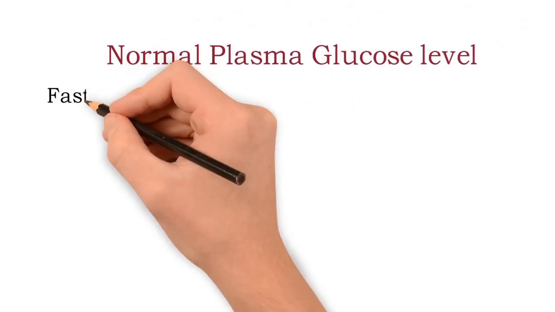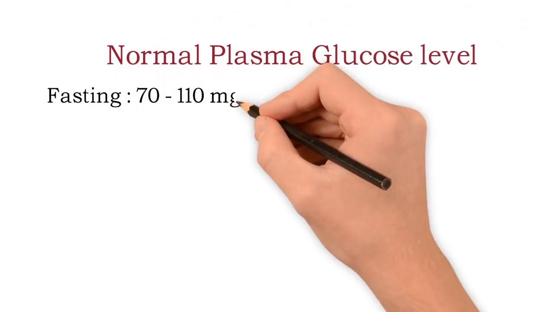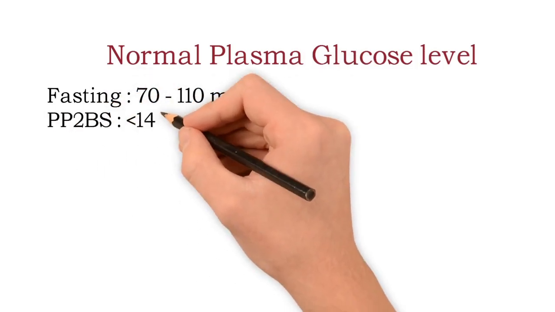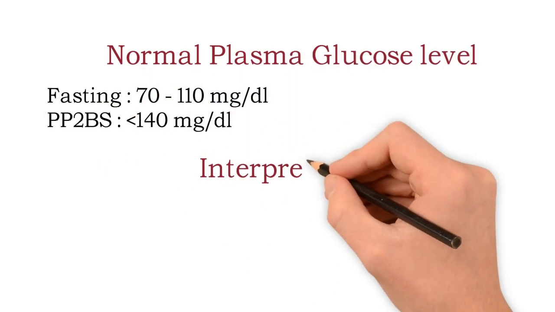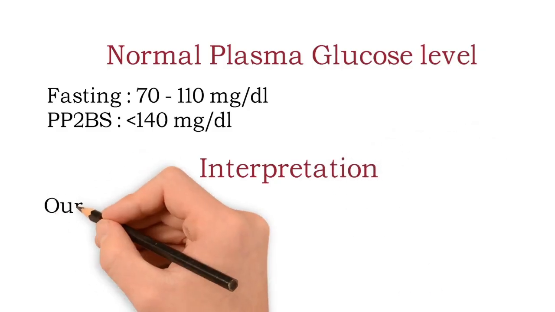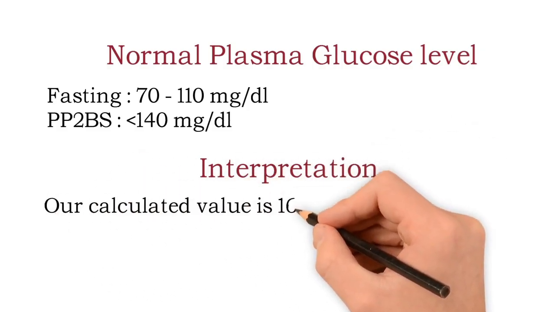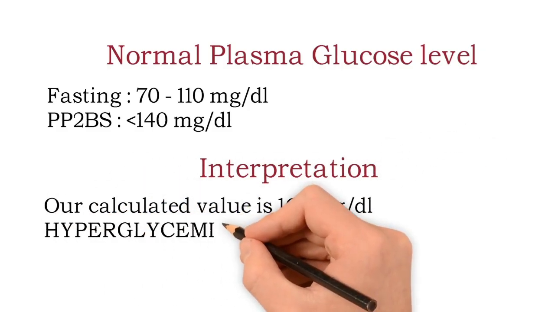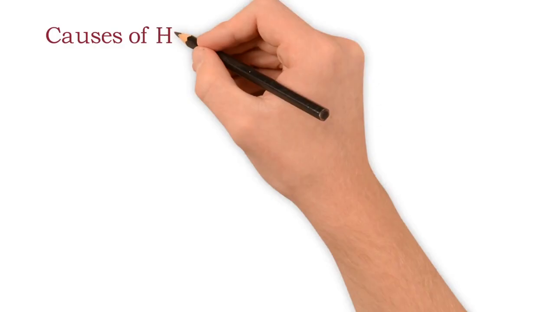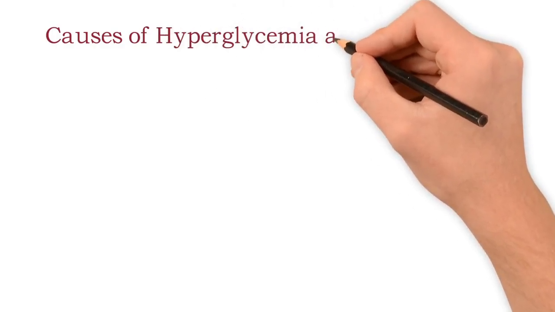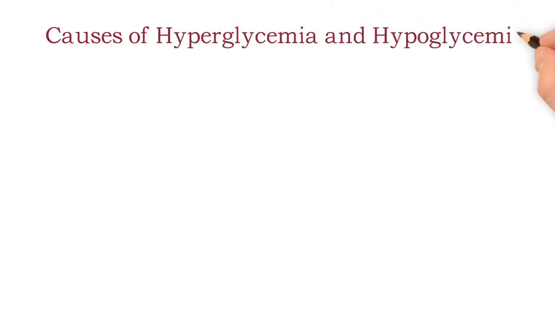Normal plasma glucose level in fasting is 70 to 110 mg per deciliter and PP2BS is less than 140 mg per deciliter. So interpretation will be: our calculated value is 165 mg per deciliter, so it is hyperglycemia. Now we will see the causes of hyperglycemia and also hypoglycemia in case you get a calculated result like this.